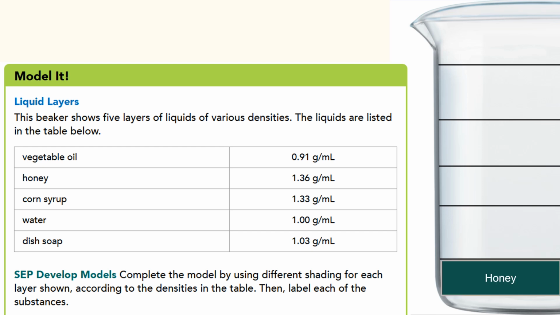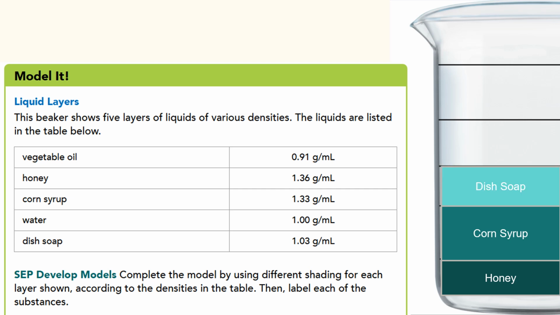We're going to make a dark coloring here and label it as honey. Then we're going to find the next highest density, which would be corn syrup, and do the same in a different or lighter shade. The next one would be dish soap at 1.03, and then water is going to be on top of that at 1. And finally, vegetable oil is going to float on top of everything at 0.91 grams per milliliter.